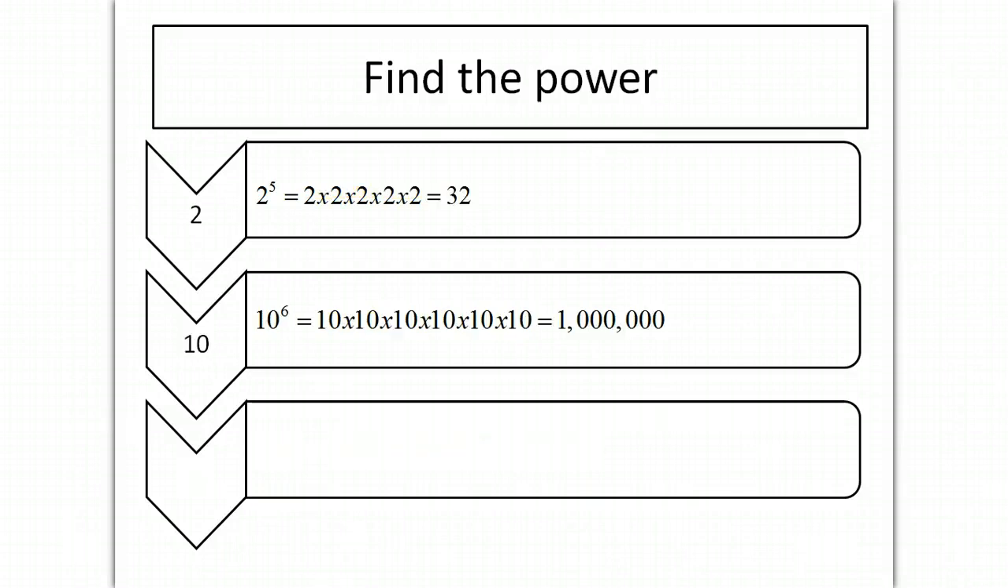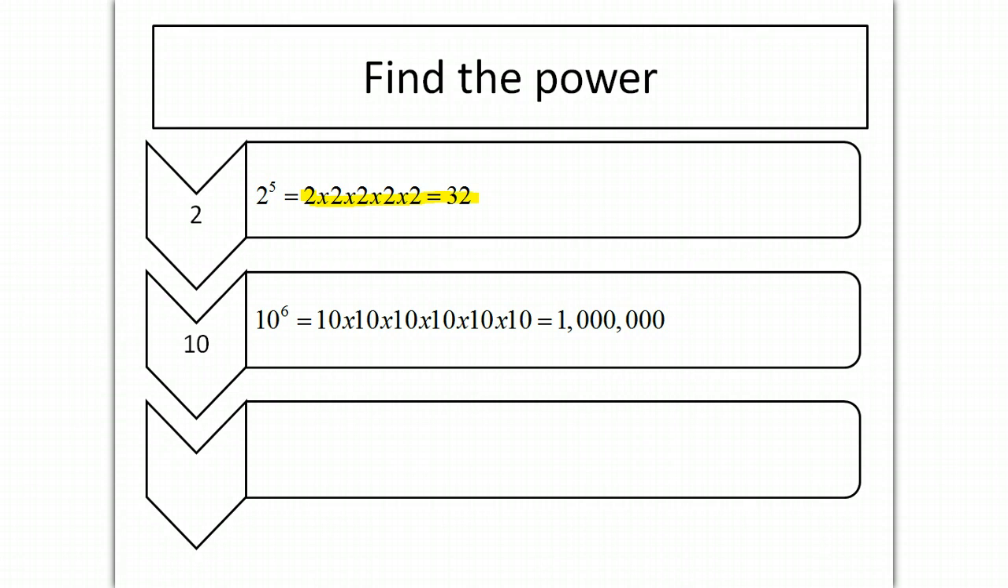If we wanted to find 2 to a different power, say to the 5th power, then we would multiply 2 how many times? That's right, 5 times, as many times as the number of the exponent. So 2 times itself 5 times is 32.